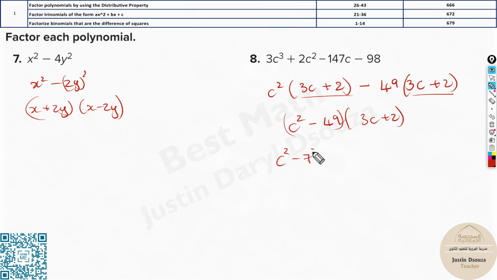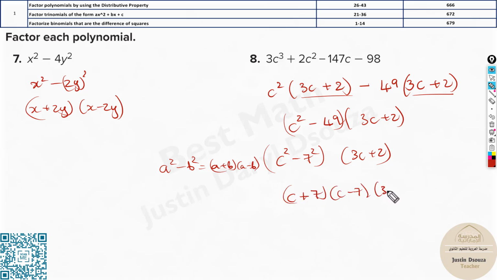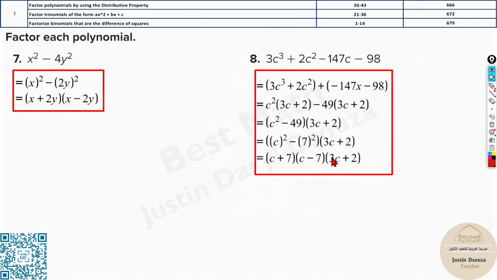c squared minus 7 squared. Let's do that step. That is very important. And now we will use the formula. It's better to write the formula of a squared minus b squared somewhere on the paper, maybe right side, extreme right or down somewhere, related to that question. It'll be a plus b, a minus b. So we have c plus 7, c minus 7, and we have 3c plus 2. So this is it. That's how we simplify it.